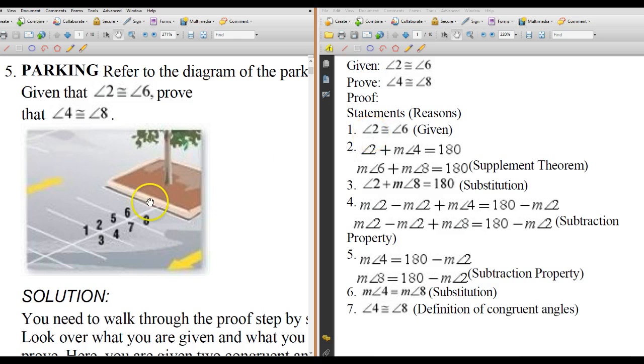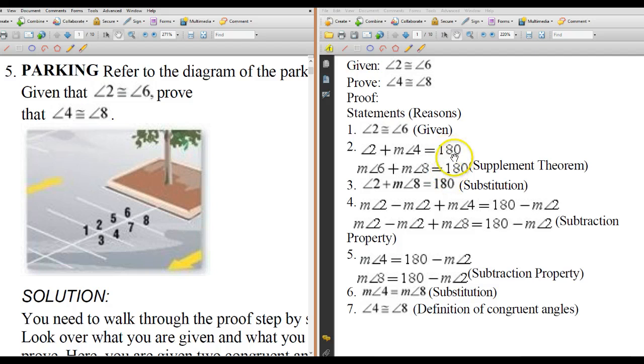Then we also look at our diagram and see if there's anything that we can write down. Well, we notice here that 2 and 4 form a linear pair, and 6 and 8 form a linear pair. So we can say that the measure of angle 2 plus the measure of angle 4 is 180, and the measure of angle 6 plus the measure of angle 8 equals 180, because those are linear pairs. So the supplements theorem says that if two angles form a linear pair, then they will be supplementary. So we've just stated that.